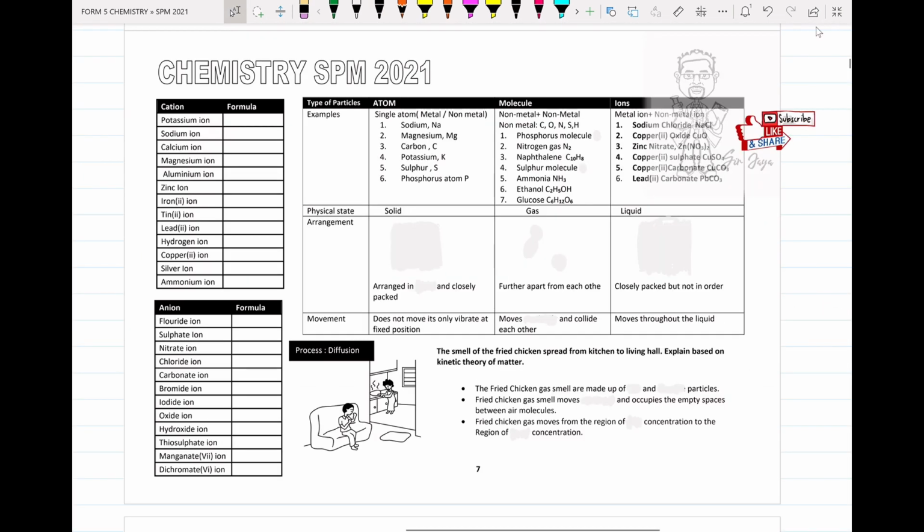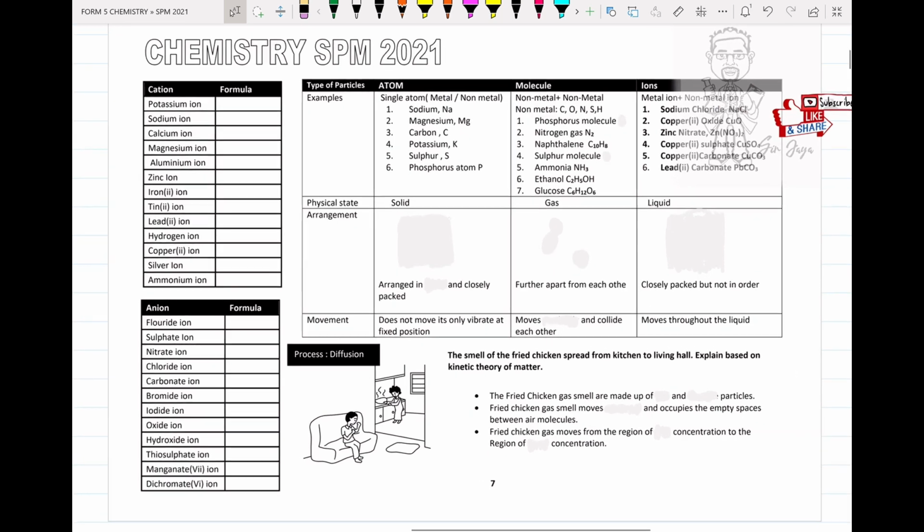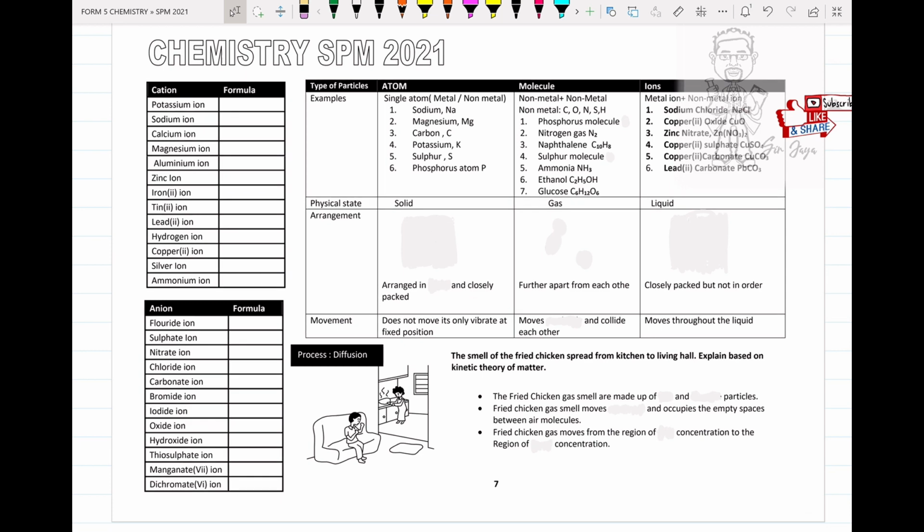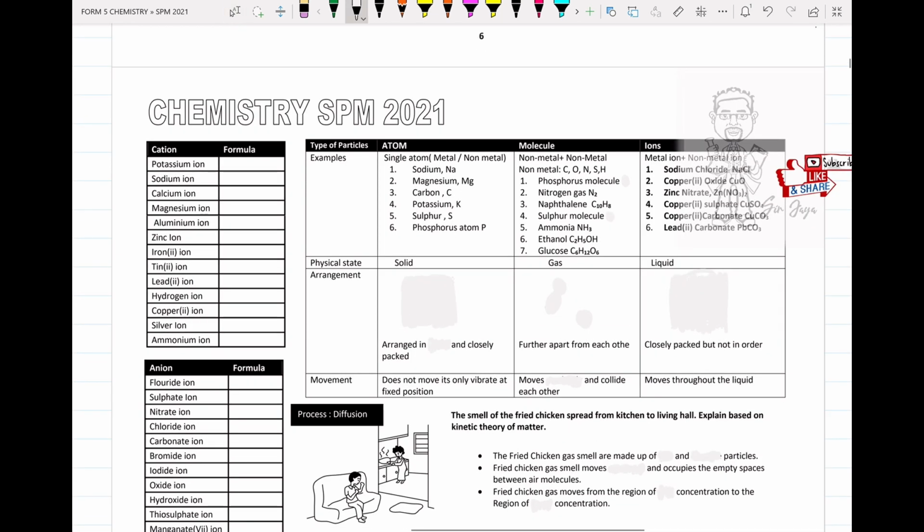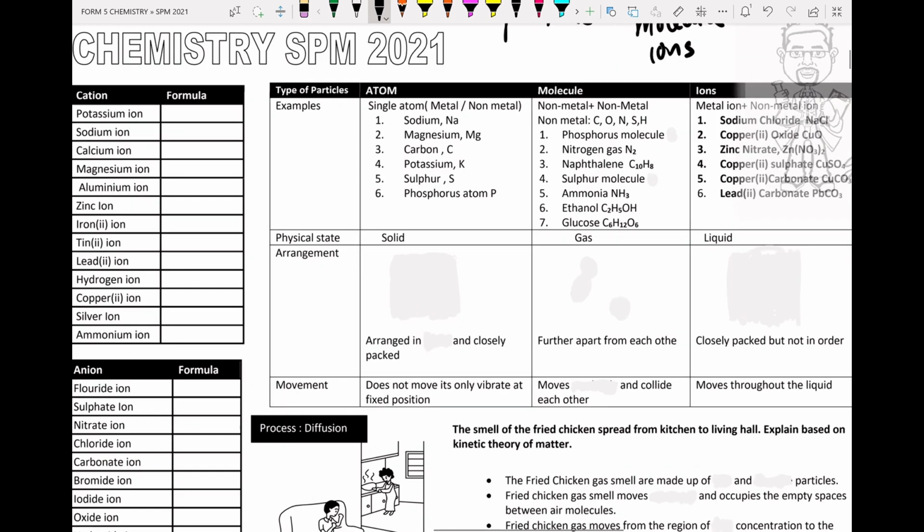So we move on to all the important particles and the example formula of ions, and the arrangement of particles, physical state and the kinetic theory of matter. So particles can be divided into 3. Number 1 is known as A, stand for atom. A stand for atom, molecule, and ions. So check all the atoms.